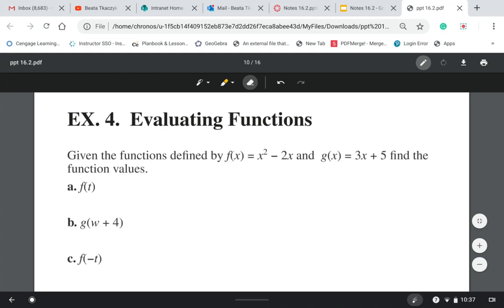So what is different is that in this case, your input is not a specific point, like 5, 7. Right now, like in part A, we have to evaluate the function when the input is t. In B, we have to evaluate the function when the input is the expression w plus 4. And C, we need to evaluate the function when the input is -t. So, however, algebraically, we're doing exactly the same type of work. Okay, so let me talk about part A.